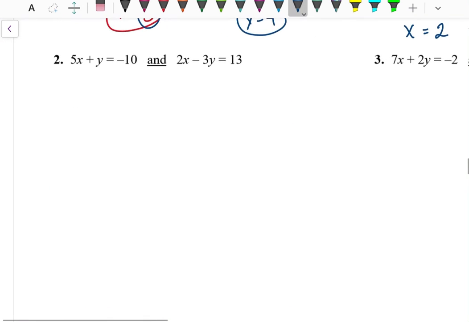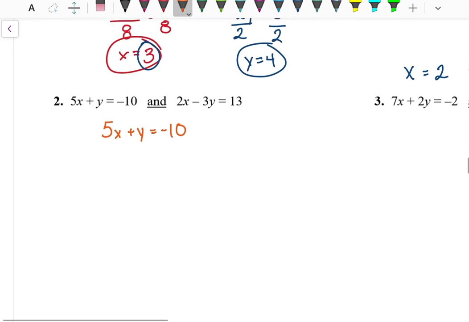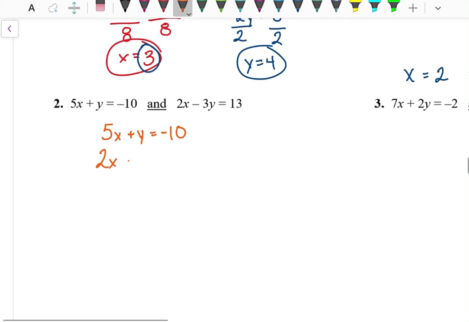Great. Number 2. Again, I like to write them above and below each other. So 5x plus y equals negative 10. And then I've got 2x minus 3y equals 13. So again, I like to line up my coefficients.